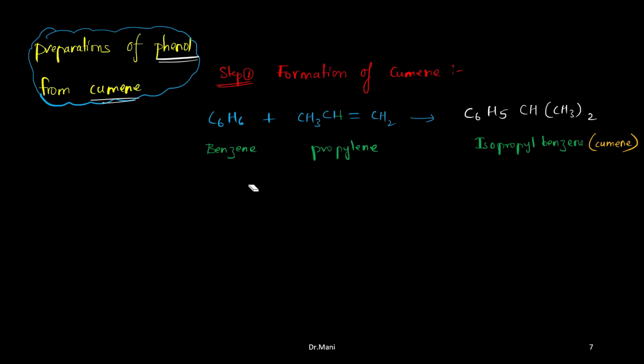So that's step number one, the formation of cumene from benzene. You take C6H6 and treat it with propylene, which has 3 carbons with a double bond, and this attaches to the benzene ring. That turns out to be isopropyl benzene, which is called cumene. Step number 2.